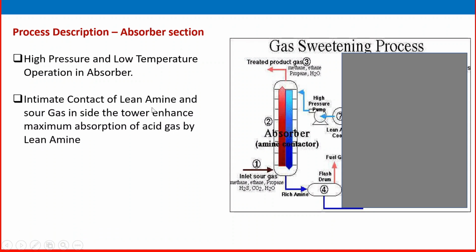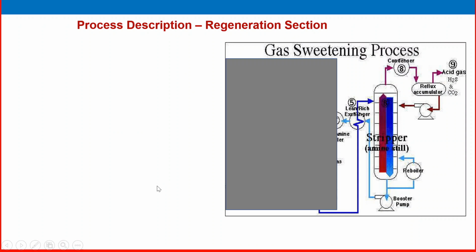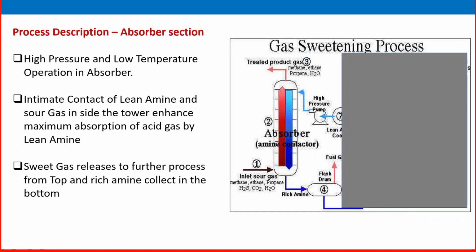Intimate contact of lean amine and sour gas inside the tower enhances maximum absorption of acid gas by the lean amine. This intimate contact is provided by the bubble cap trays, with internals arranged in such a way. Sweet gas is released to further processing from the top, and rich amine is collected at the bottom. So this is the process of absorption.